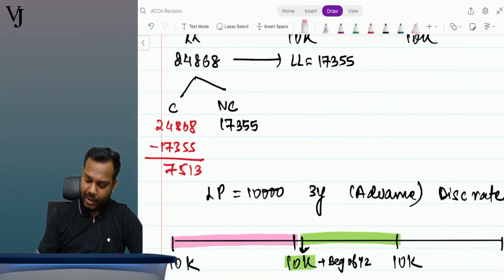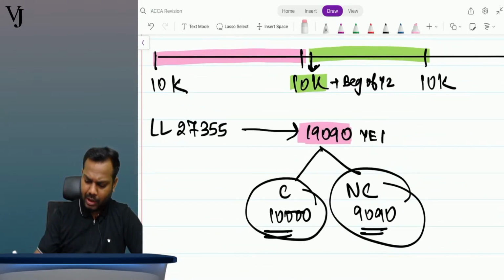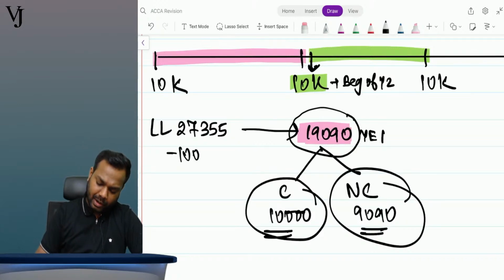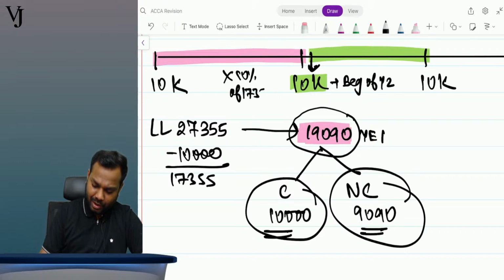First year is upfront. Upfront. Yes, if you want, you can. If you see how I have calculated 19090, first of all I have minus, so it is 17355, okay. Then I added 10% of 17355, okay, and then I arrived at 19090, okay.